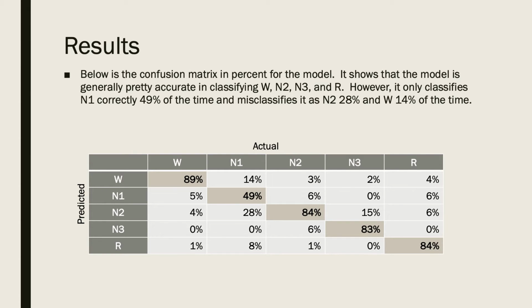So here we have the confusion matrix in percent for the model. It shows that generally the model is pretty accurate in classifying the wake stage, stage 2, stage 3, and REM sleep. However, it only classifies stage 1 correctly about 49% of the time, and it misclassifies it as stage 2 20% of the time, and as wake 14% of the time. So for stage 1 in particular, this model did not perform very well.